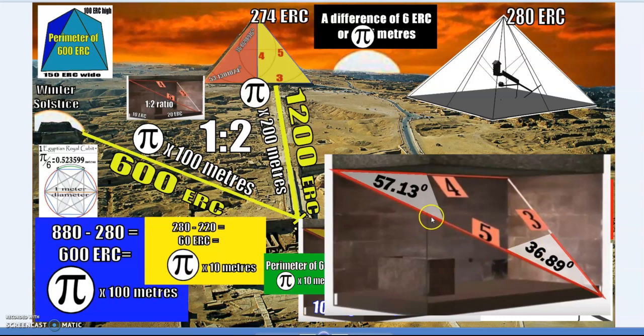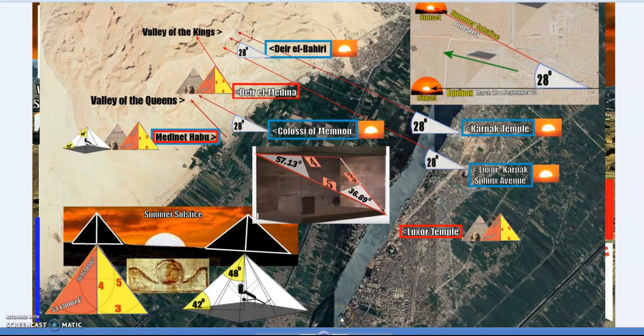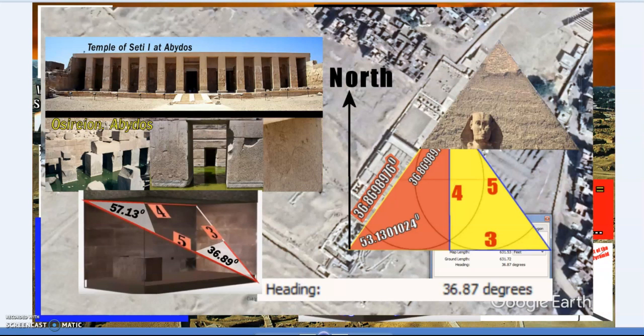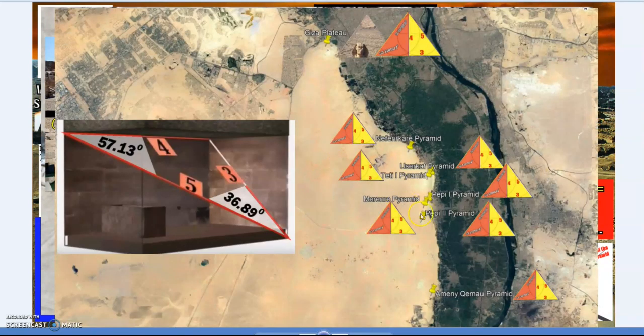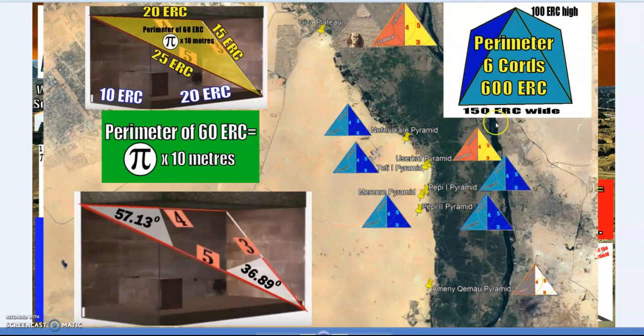And of course we have that particular angle from the 3, 4, 5 triangle, which gives us the angle of the Khafre pyramid, which gives us the angle which we can find across Thebes, also the inherent angle alignment that we find in Abydos, and of course with all these other pyramids too. And of course we have so many of those pyramids that are 100 by 150 wide, 600 Egyptian real cubits perimeter. Again, just 1/10. And again, the cord was 100 and it was divided into tenths.